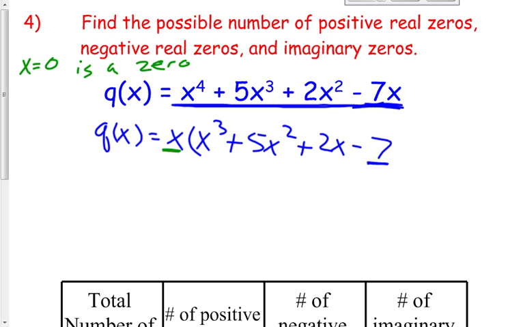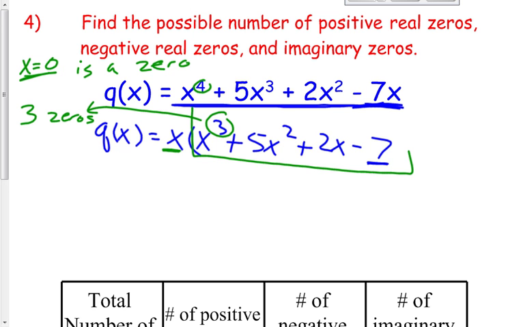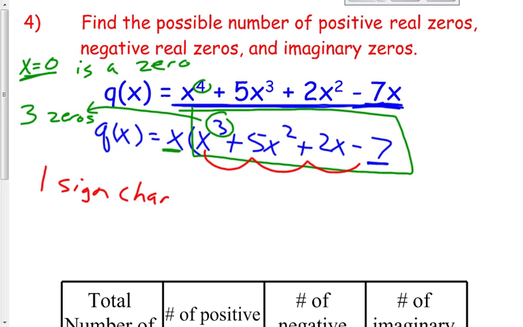So now there was 4, but I know this is a 0, so now there's going to be 3 left. So there's going to be 3 other zeros. Okay, so this is my new degree. There's 3 other zeros. So which ones are positive, which ones are negative? So now, class, I'm doing the same thing that I did on the last few slides with this right here. There's going to be one sign change. So how many positive zeros are there? Just one.